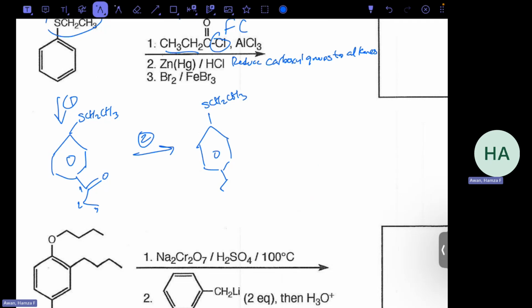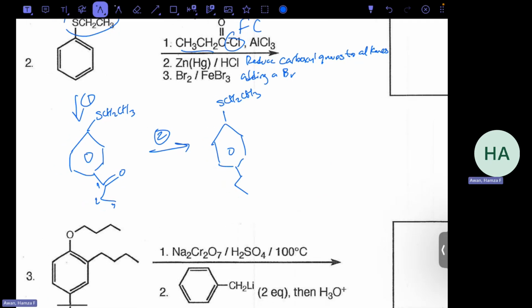And lastly, we have Br2 FeBr3. So this is going to be adding a Br. We have two options, right? We can go with this electron donating group as the director, or this electron donating group as the director. But the SCH2CH3 actually has lone pairs on it, right? So this is going to be an electron donating group by resonance, versus the bottom one, which is by induction.